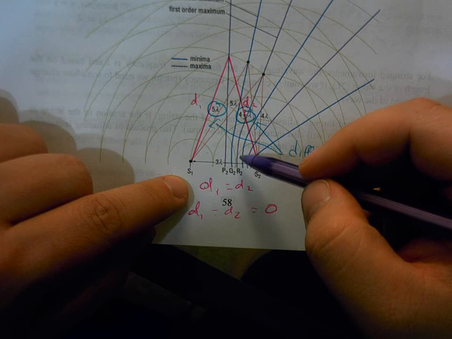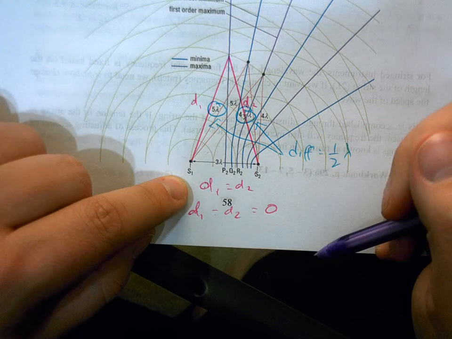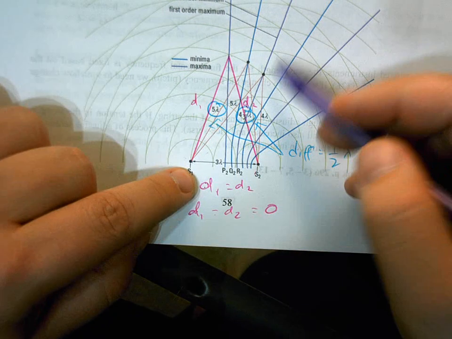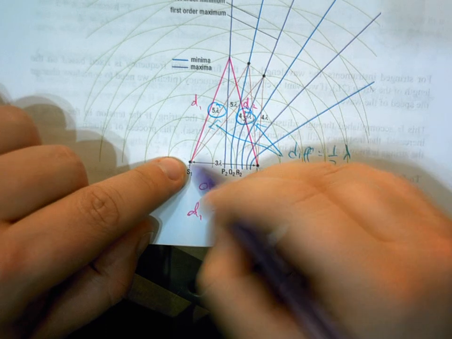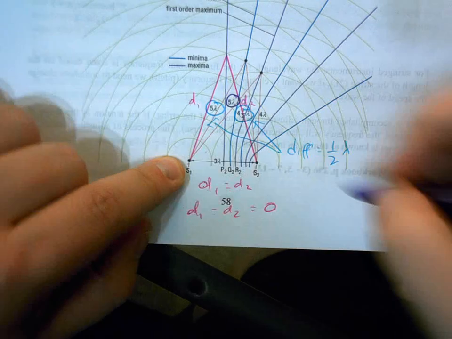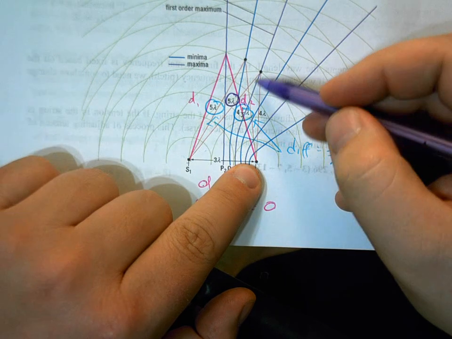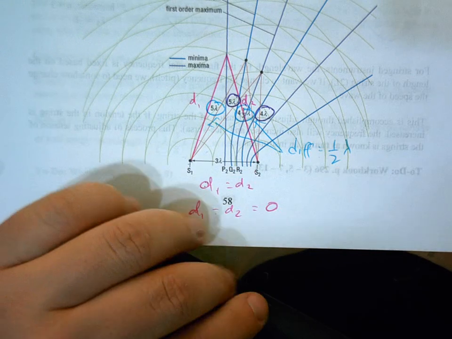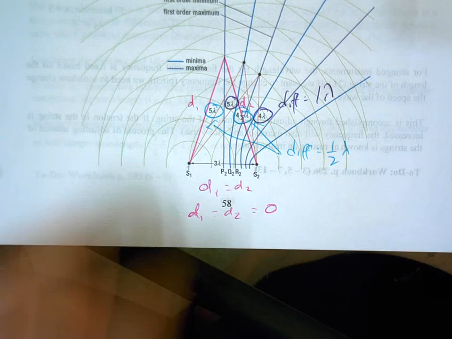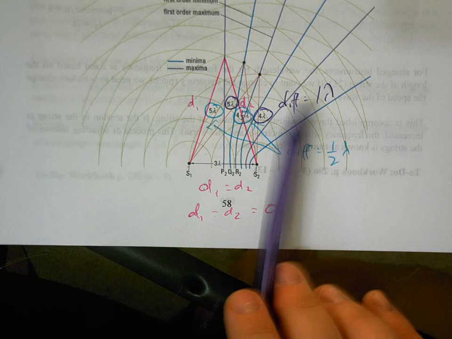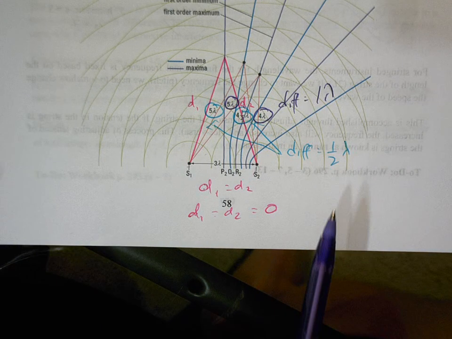So the distances that we are given here is we are going to be told that on this line, or this point, the distance from S1 to that point is going to be 5 lambda, and then the distance from this source to this point is going to be 4 lambda. So we could say that the difference here, 5 minus 4, is 1 lambda. That is also another important distinction that we want to make.